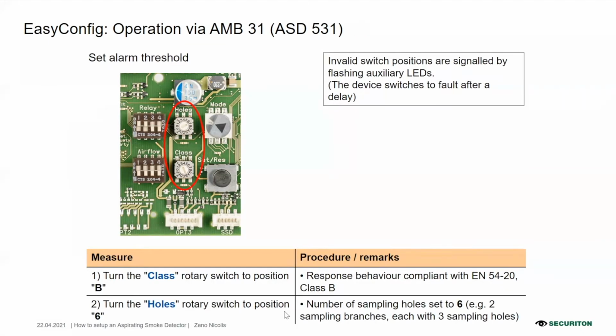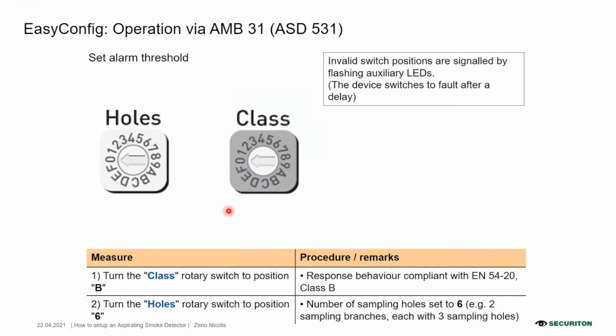So here we have these switches and selectors on the main board. We can select the class with the class switch, and then we select the number of holes with the hole switch. Again, for more information, you can check the documentation. In this slide, we can see, for example, if we choose class B, we need to move this switch to B, and if we have 6 holes, we need to move the hole switch to 6 in this position, and that's all.